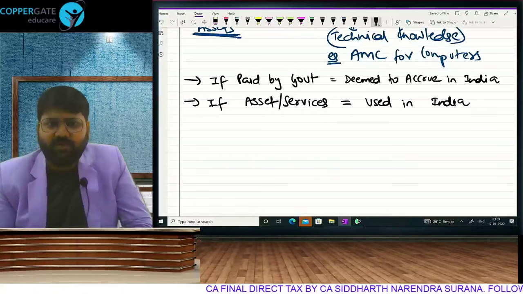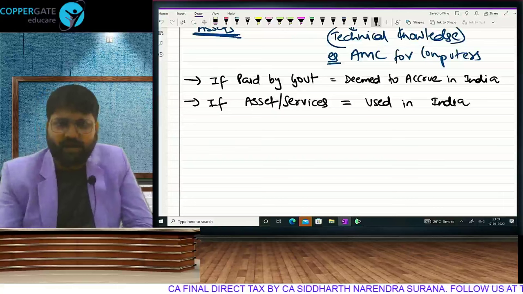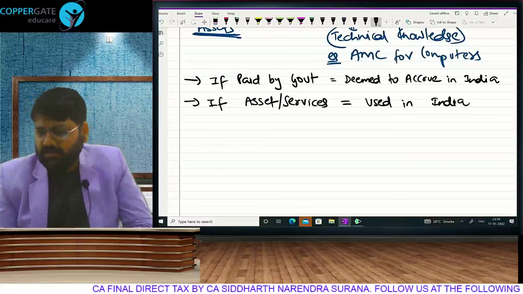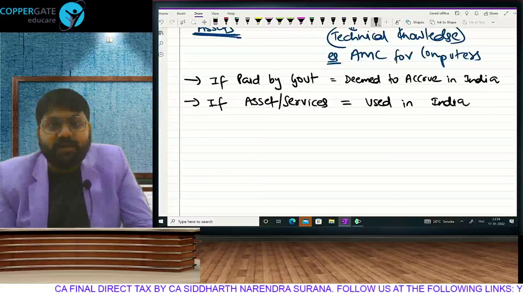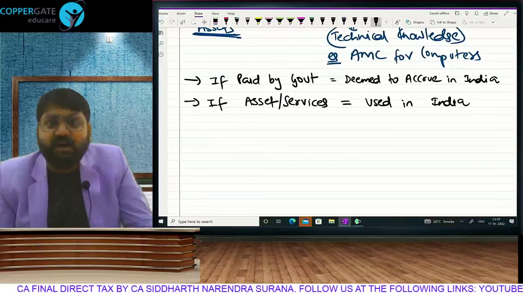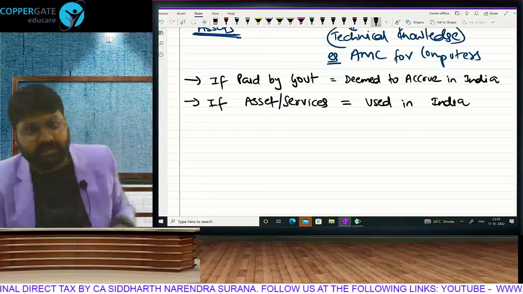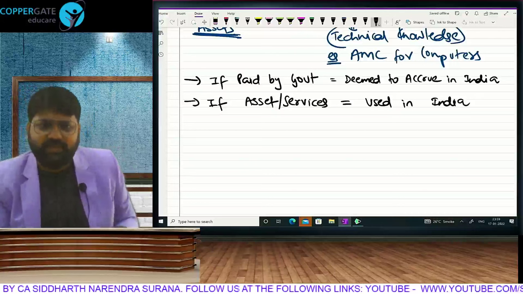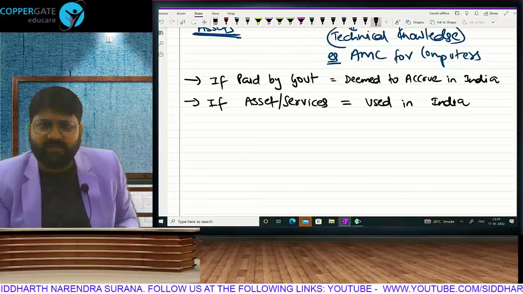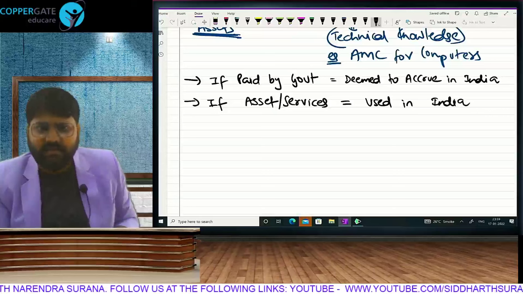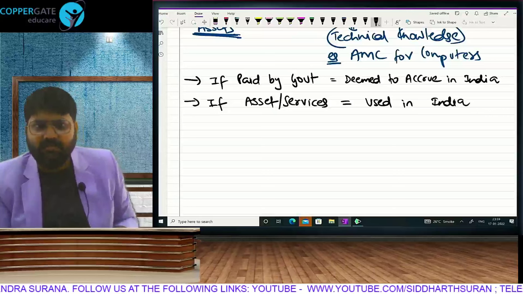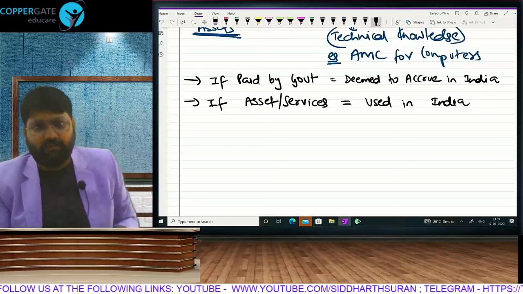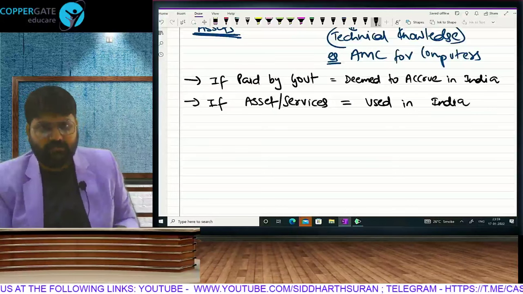J.K. Rowling is, I think, the author who wrote Harry Potter. If her books are getting sold in India, can I say the copyright is being used in India? Answer this. Yes. That means the income is deemed to accrue or arise in India. That means it is Indian income, and she has to pay tax, even if she is a non-resident.